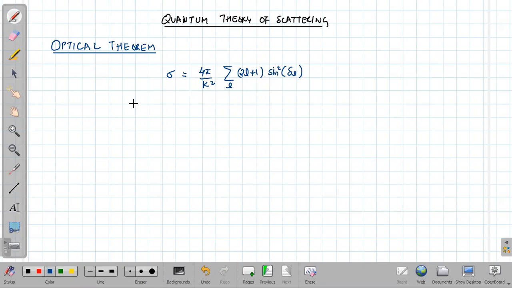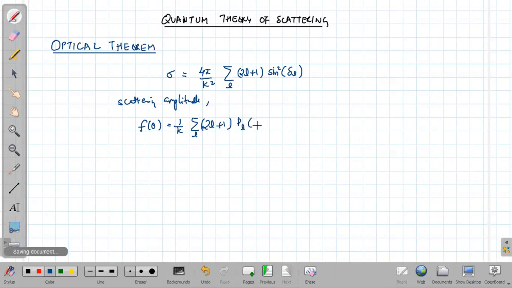Okay, now what is the expression for the scattering amplitude? So if you look at the expression for scattering amplitude, which is denoted as f of theta, it is again 1 upon k sum over L, 2L plus 1, PL of cos theta, e raised to i delta L, the sine of delta L.